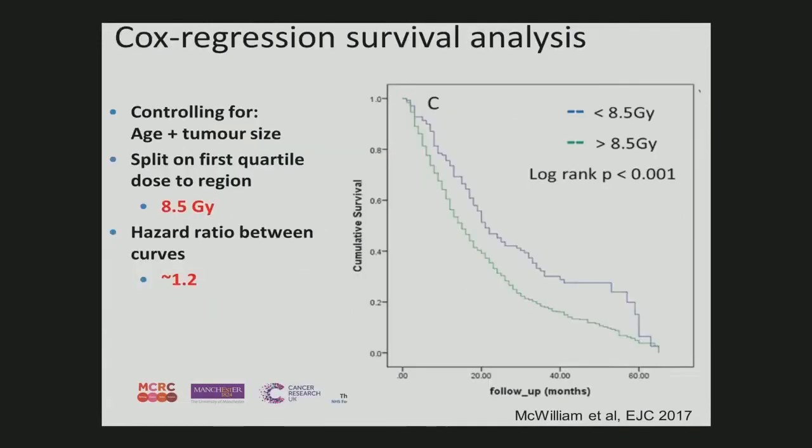So this is the survival curve. Lung cancer is a very bad disease. So after a year or so, half of the patients are dead, but there is a very distinct split between patients that get a higher dose to that bit of the heart and a lower dose to that bit of the heart. And the hazard ratio is 1.2. So that's incredibly interesting. But now, I did something wrong, because I did data mining and then I included confounding.